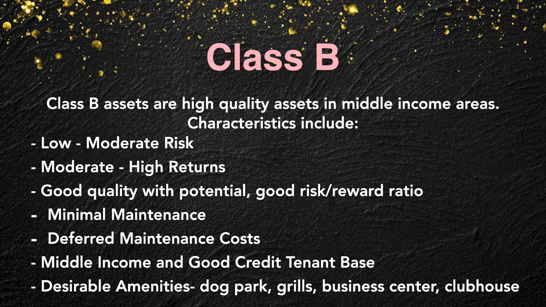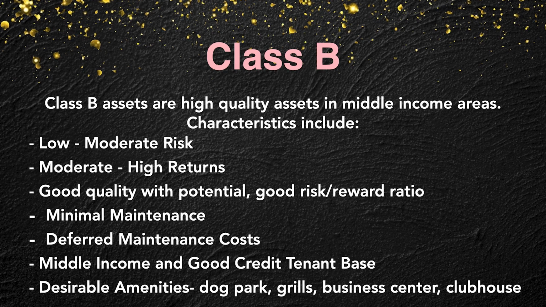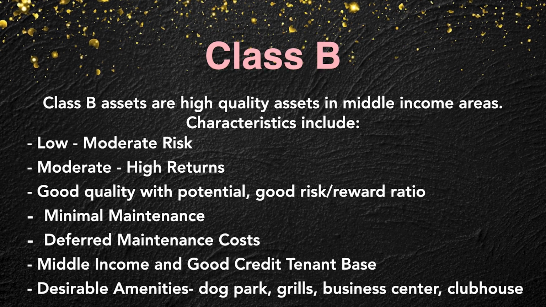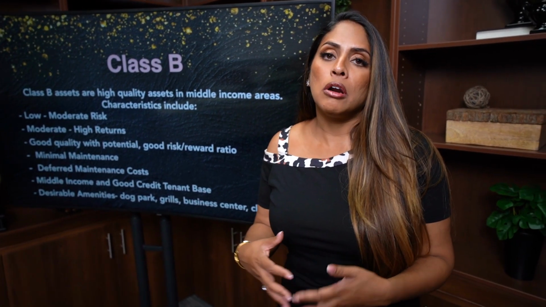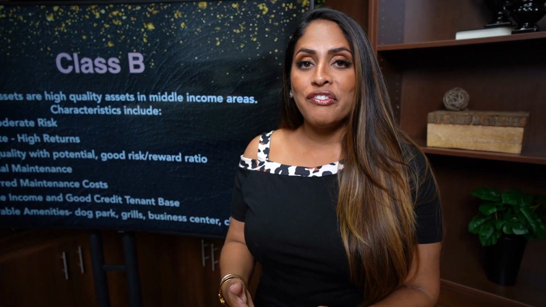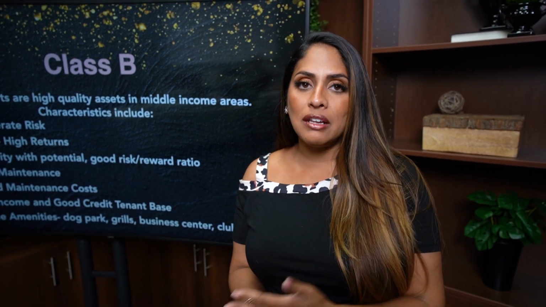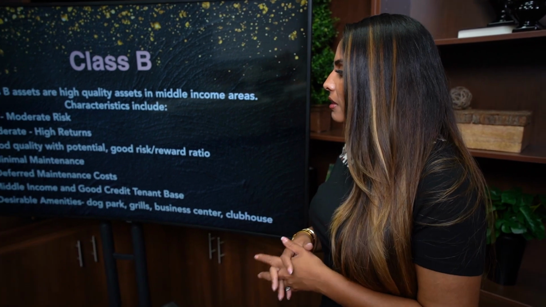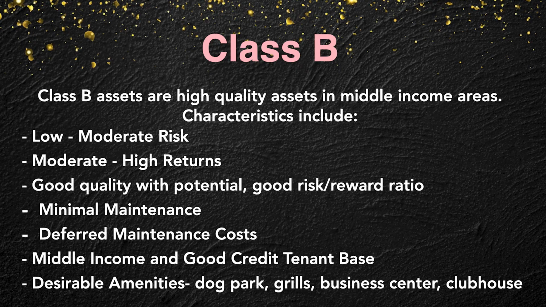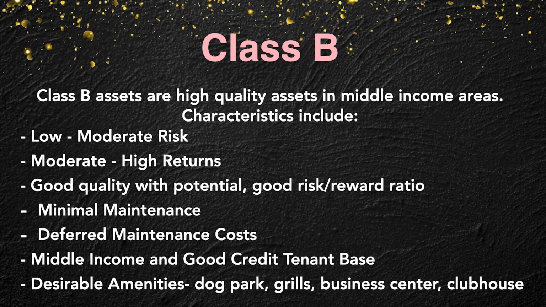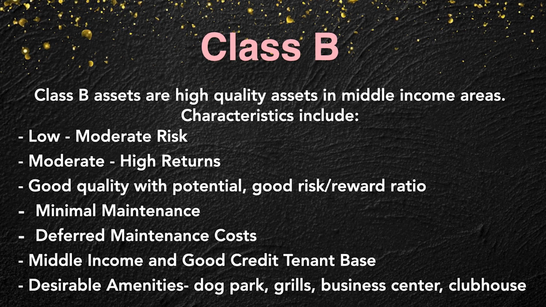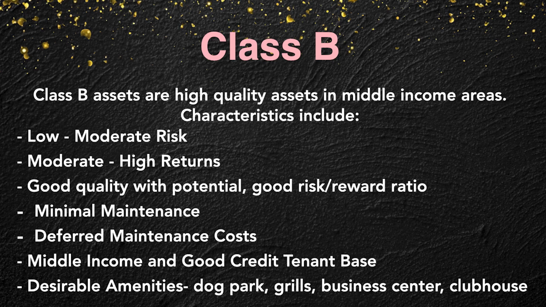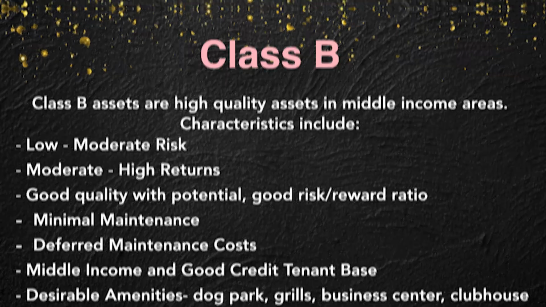Then you want to look at the tenant base. On a Class B asset, we're going to have middle income and generally a good credit tenant base. These are typically your tenants that are stopping here to save for their first home purchase, and they'll move out of these assets and buy their starter home. That's typically the type of tenant you can expect on this type of an asset. And they still have desirable amenities. They may not have an elevator or a door person or a valet, but they will usually have a dog park, grills, a business center, a clubhouse, a pool, things like that.